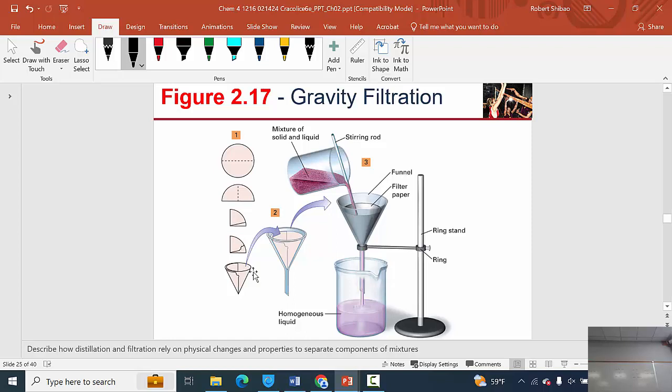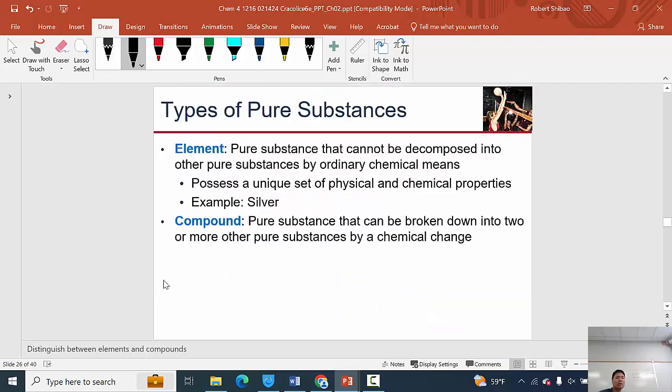Anyway, we can separate sand and water here using gravity filtration. There are other types of filtration too. This is an example of physical separation. When we have pure substances, we try to separate things into pure substances. So if I have sand and water, I try to separate into pure sand and pure water. Is sand pure or is sand a mixture? Yeah, sand is a mixture. And so I try to separate the particles of sand.